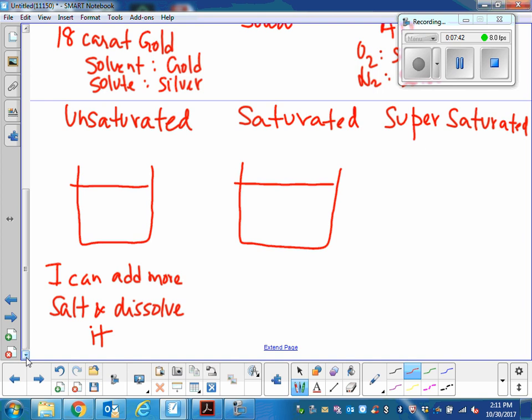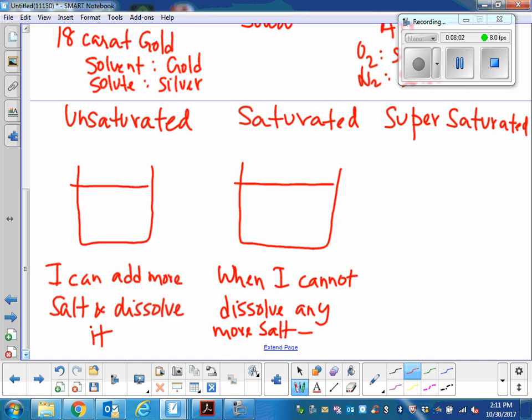Equal parts. Not equal parts. When I cannot dissolve anymore. Does that make sense? When I cannot dissolve any more salt, it's called what? It's called saturated.